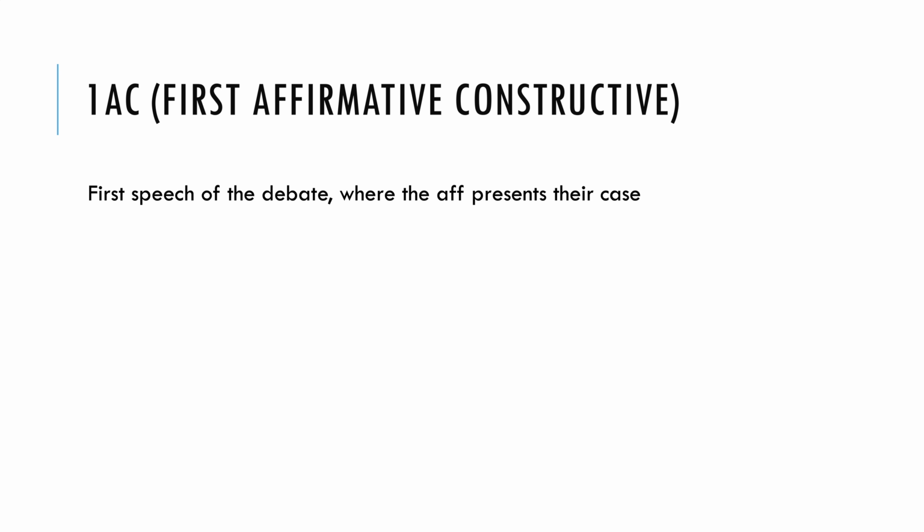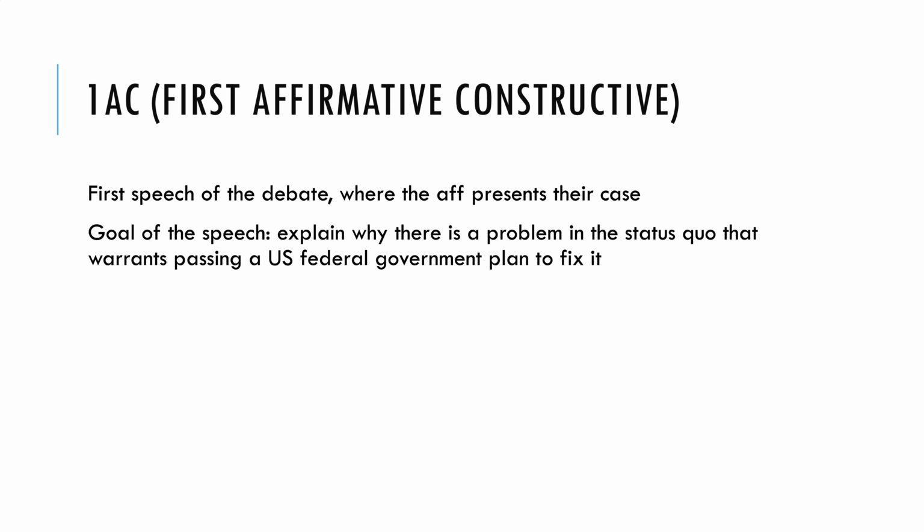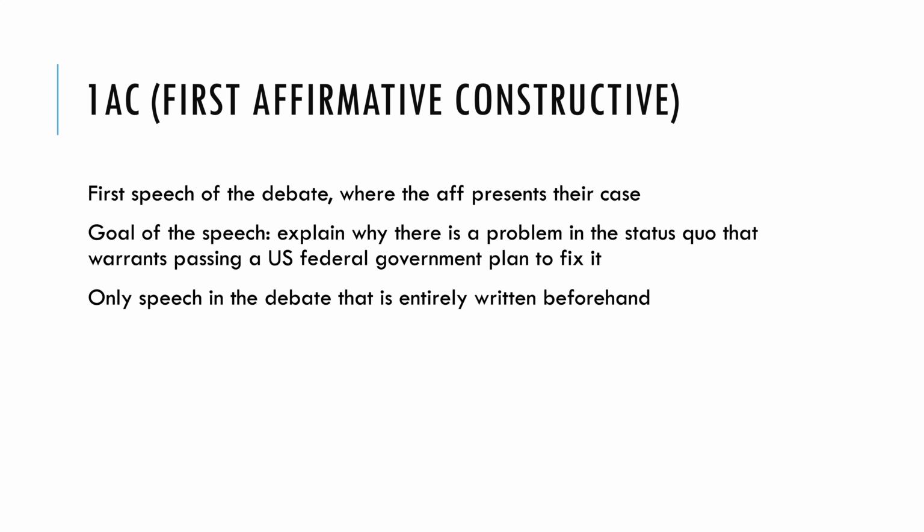The first affirmative constructive, as you already know, is the first speech of the debate where the affirmative presents their case. They lay out the basic harms, that are the problems that are being caused in the status quo. They lay out a basic inherency story of why the problem has not been solved yet. And finally, they introduce a plan and describe why their plan would fix the problems in solvency. So the goal of this speech is to explain why there's a problem in the status quo that warrants passing a United States federal government plan to fix it. That's the ultimate goal. And this is the only speech in the debate that is entirely written beforehand.